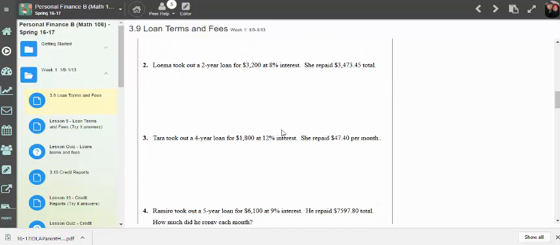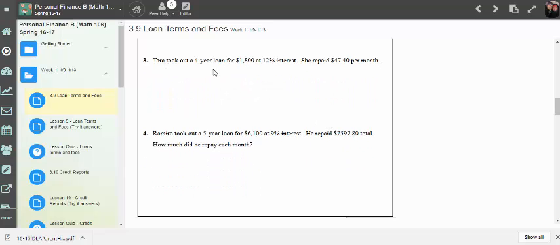Okay, this next one, again, it's the same setup. It says that she had a 2-year loan for $3,200 at 8% interest. She repaid $3,473.45. So what's the interest? Well, subtract $3,200 from this amount, and you've got your interest paid.